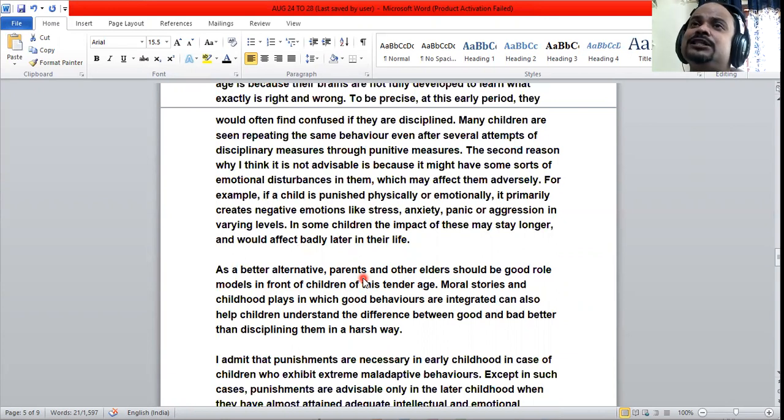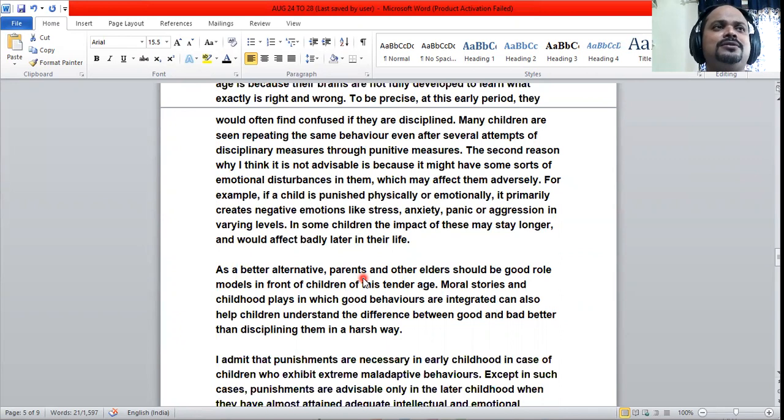If you expect your child to do good things, you do good things in front of the children. Please don't misbehave in front of the children. Don't raise your voice, don't mess things up here and there. Children are keen observers. They will notice everything. So you have to be good role models, parents, teachers, or other elders or relatives, whoever it is. Instead of punishing them, do good in front of them.